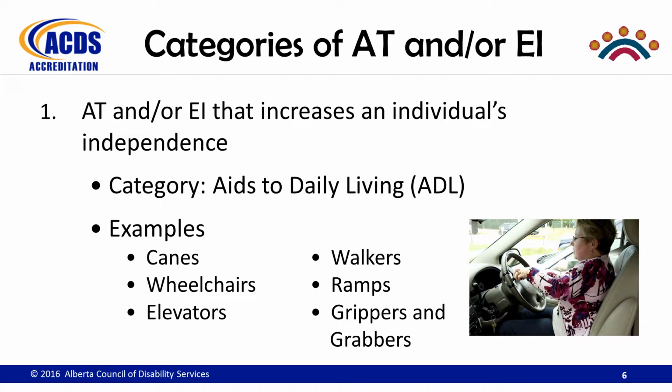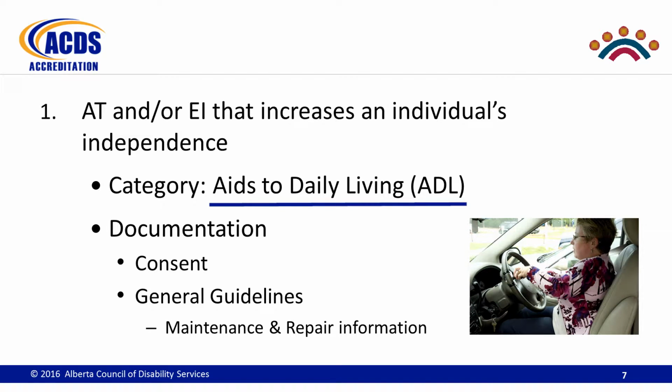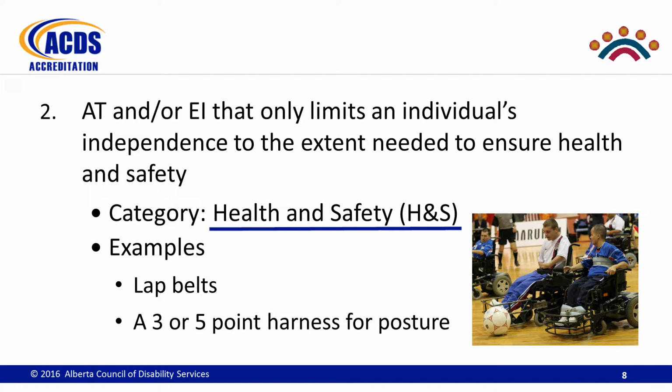Regardless of whether you are looking at an assistive technology or an environmental intervention, which I might also call AT or EI, they can also fall into one of three categories. The first category is aids to daily living, and is something that increases the individual's independence. So examples of these can include canes, wheelchairs, ramps, or grab bars. When an AT or EI falls under this category, consent and general guidelines for use, including maintenance and repair information, must be in place. The second category is health and safety.